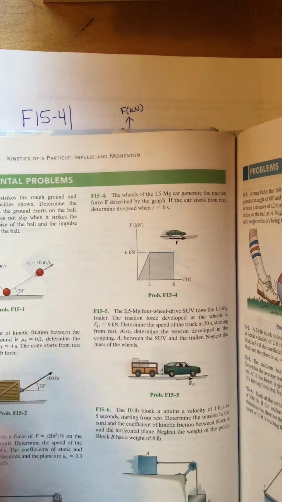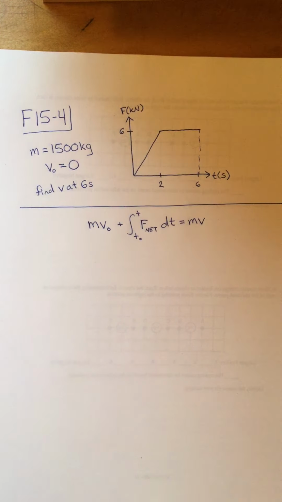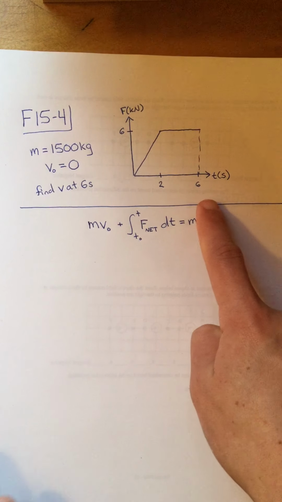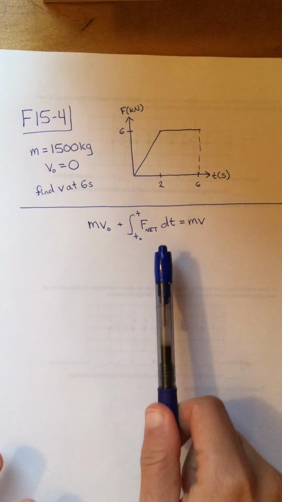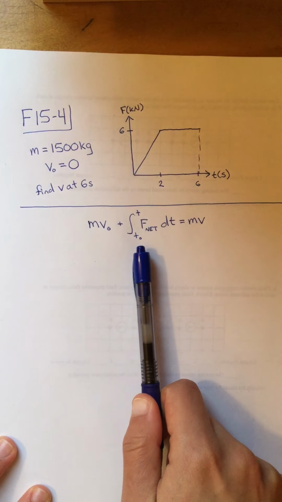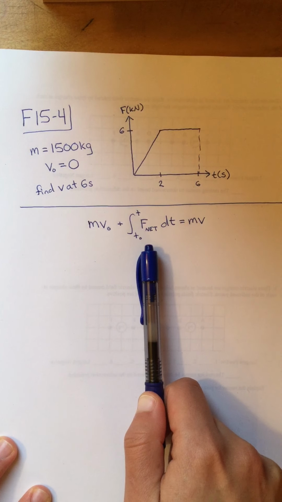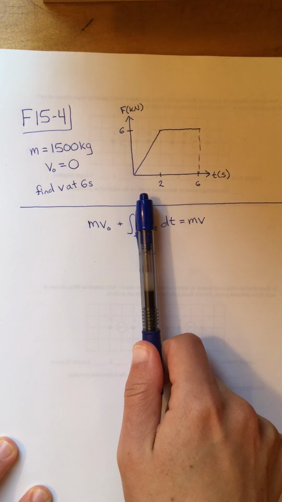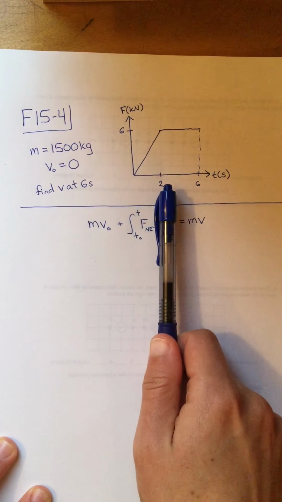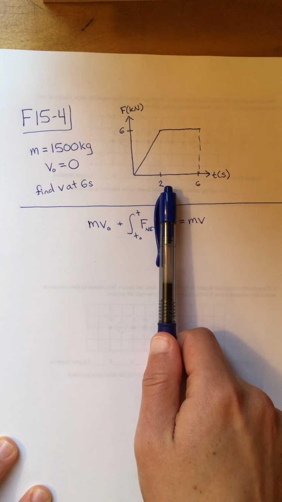They give us the graph here, which I've drawn here. And we're going to use the impulse momentum conservation law for this problem, which we have here. For the impulse, we take the integral of the net force with respect to time. Since the graph we have is F versus t, the integral is the area under the curve here.